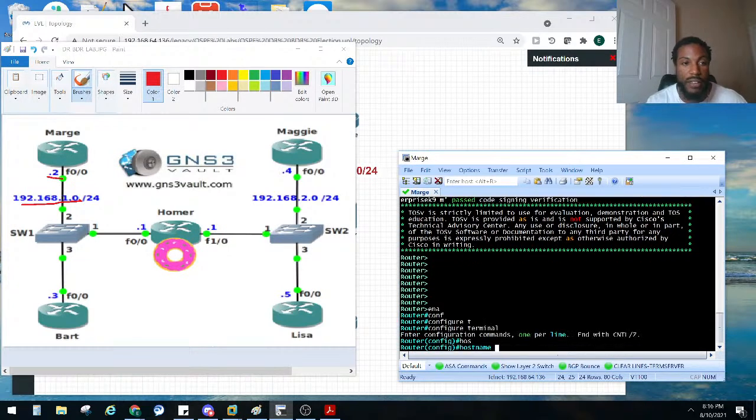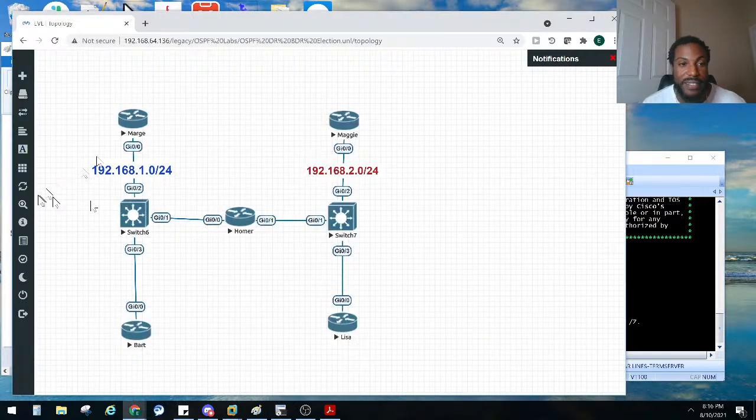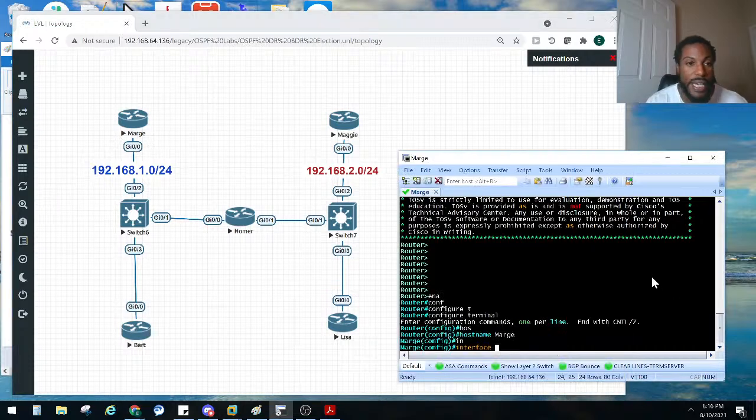We said hostname is, and I know I said that I was going to try to do this stuff off stream, but y'all know I just be busy at work, man. I'm sorry, man. That's supposed to be interface. What's that? GI0/0, and that's 1 dot.